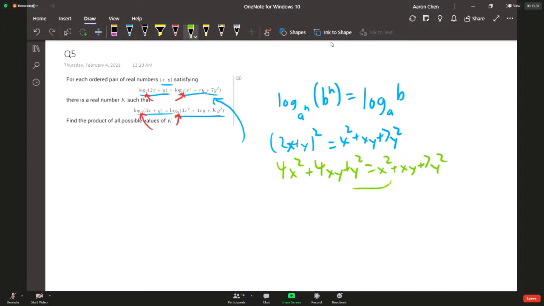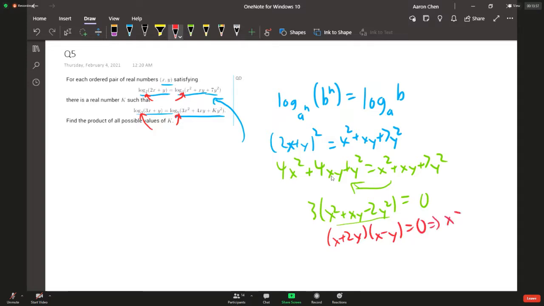Now we can move everything from the right to the left side. What that leaves us with is 3 times (x squared plus xy minus 2y squared) is equal to 0. We can factor this, and what that tells us is that (x plus 2y) times (x minus y) is equal to 0. And so this means that x equals negative 2y or x equals y.